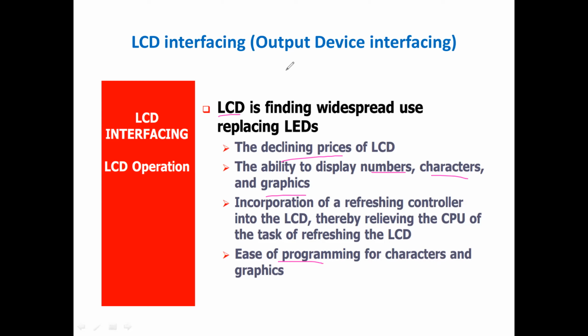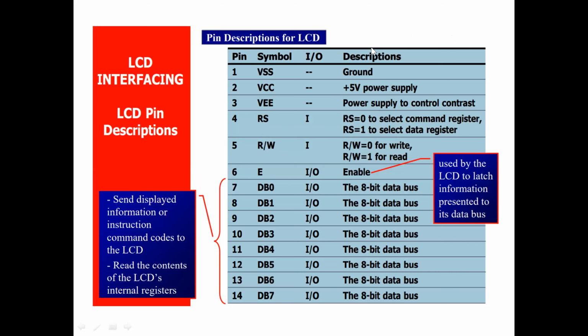So let us discuss the pin diagram of LCD. How many pins are there? Recently we have different types of LCDs. We will discuss the LCD which has 14 pins. Pin number 1 is mainly for ground, with the symbol VSS, and the LCD requires a 5-volt power supply.